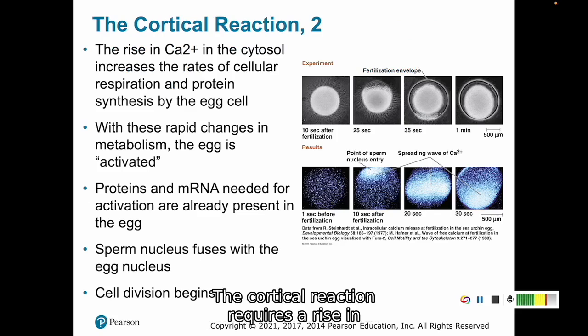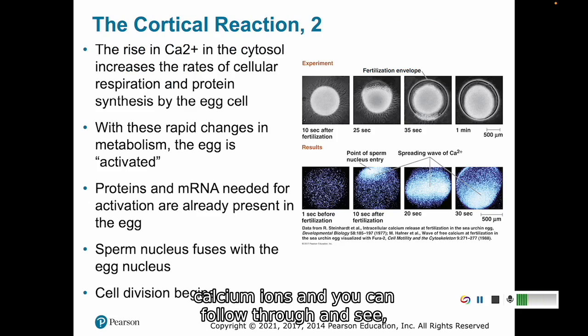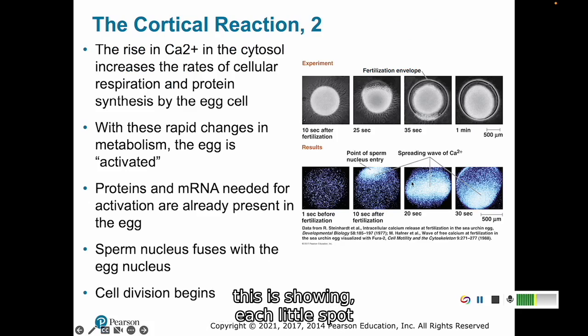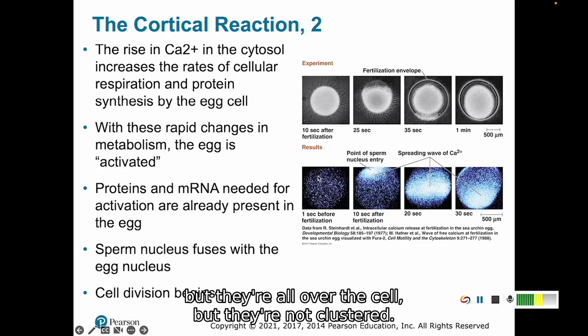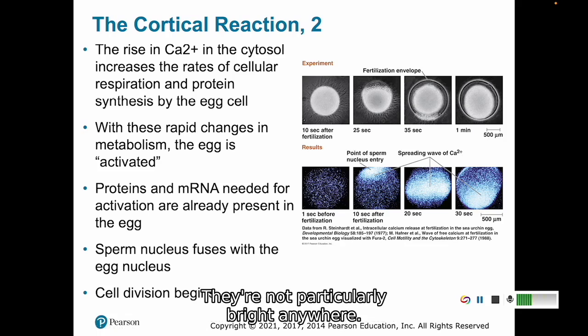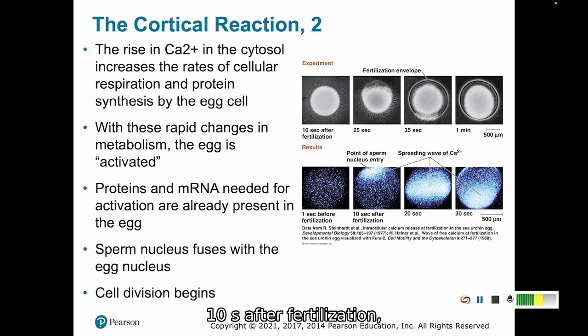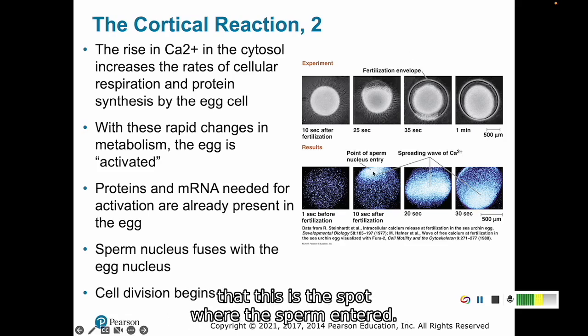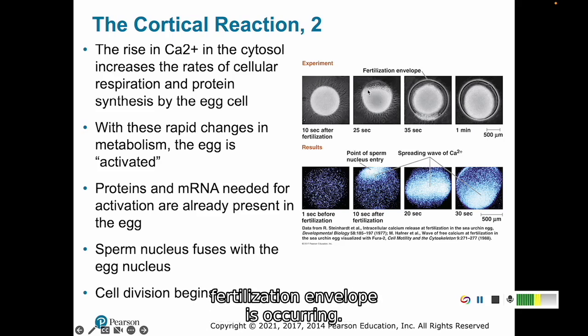Okay, so the cortical reaction requires a rise in calcium ions. And you can follow through and see. So this is showing, each little spot is showing where the calcium ions are. So a second before fertilization, the spots are just kind of, there's plenty of them there, but they're all over the cell. But they're not clustered. They're not particularly bright anywhere. 10 seconds after fertilization, you can see a really bright spot. This is the spot where the sperm entered, and there's a lot of calcium right there. And that is also where this fertilization envelope is occurring.